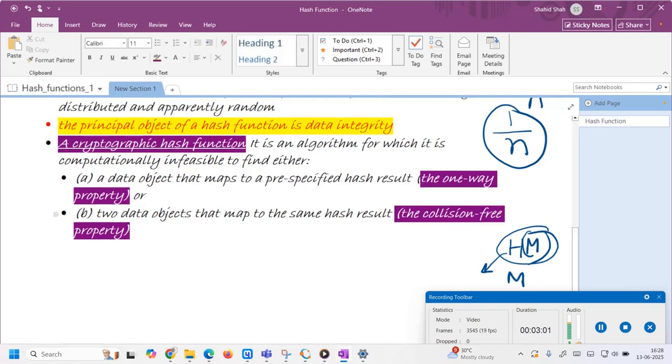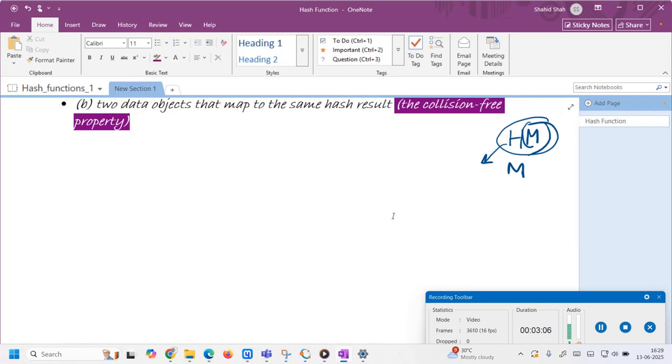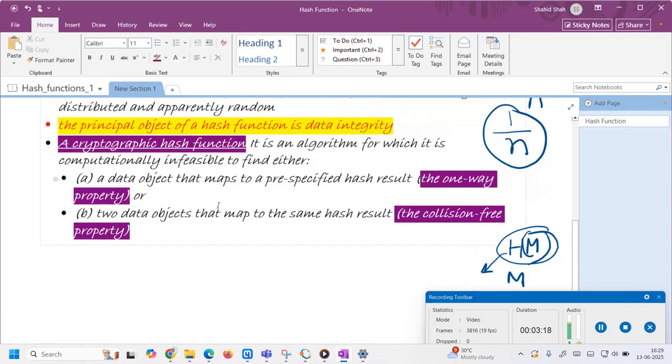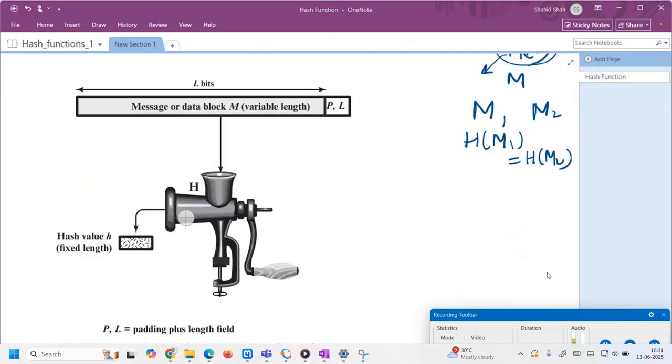The other property is that it should be infeasible to find two data objects that map to the same hash. It's called collision free probability. That is, it should not be possible that there are two different message blocks m1 and m2 such that h of m1 is equal to h of m2. Two different messages should not have the same hash. These are the two important properties to be satisfied by a special class of hash functions called cryptographic hash functions, which will be used in data integrity and authentication, which you will see very soon. Here is a general description of a cryptographic hash function.